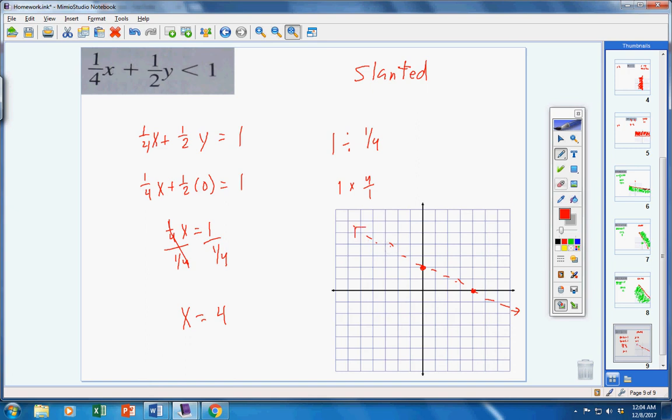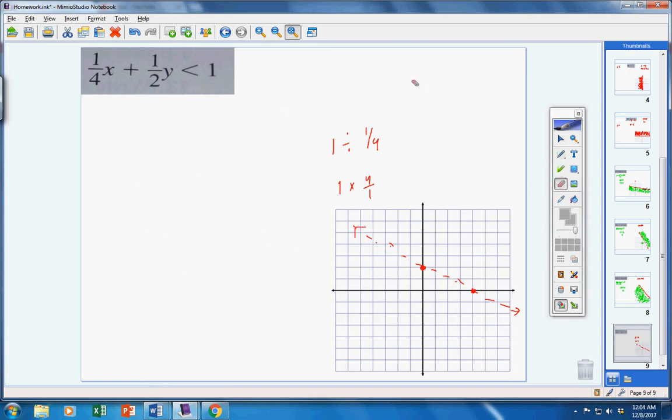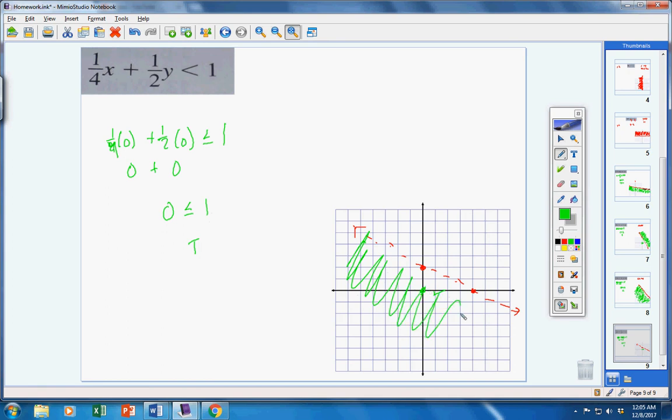There we go. Now your line does not pass through 0, 0, so we can test 0, 0. So 1/4 times 0 plus 1/2 times 0 less than 1. 1/4 times 0 is 0. 1/2 times 0 is 0. 0 plus 0 is 0. 0 is less than 1. That's true. So this point checks. So we shade where this point is.